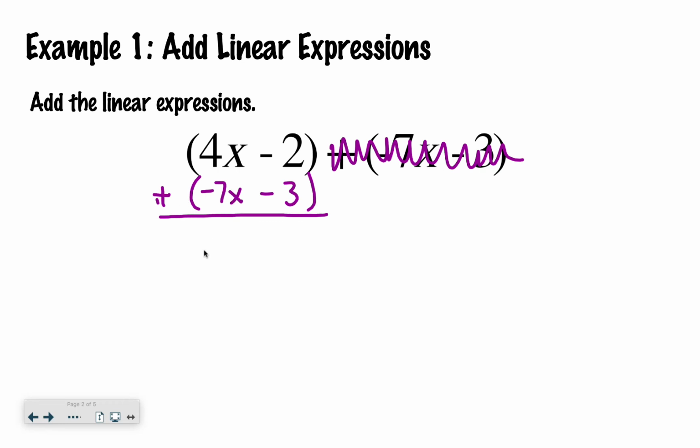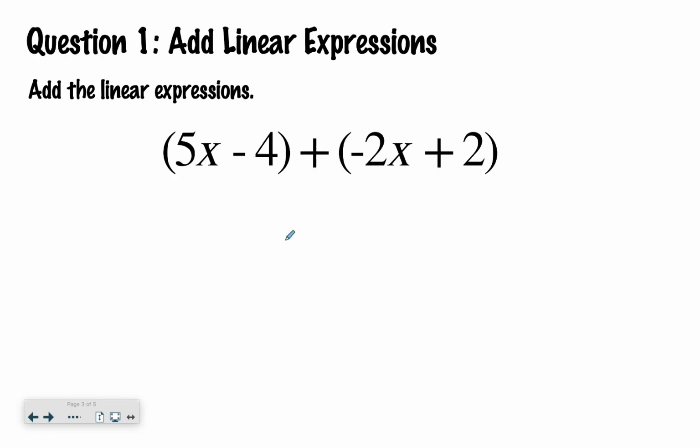Okay, so now I see I do 4 plus -7. 4 plus -7 is -3. And then we still have that x with that number. And then I have a -2 plus -3. That's a -5. So your answer is -3x minus 5. And that's all you have to do today, okay? So I recommend line it up and then add them together. Okay? So I want you to try this one on your own. Good luck.